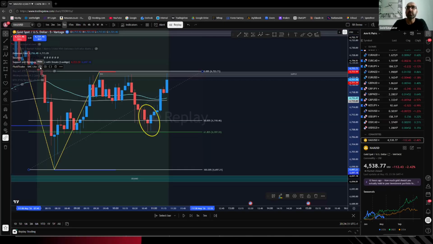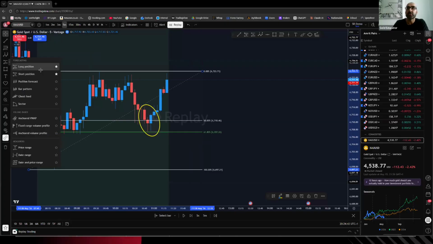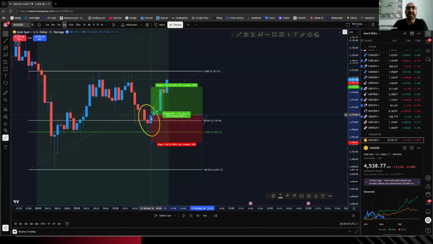Cool. So I'm just going to remove my little zigzags. I'm going to remove the support and resistance for now. I'm going to remove my EMAs for now. Just keep it as simple as possible. And I'm going to look to put in my long position on here. Again, I wouldn't call this an A+ setup, but this is the reality of trading. You're not going to get an A+ setup every single day.